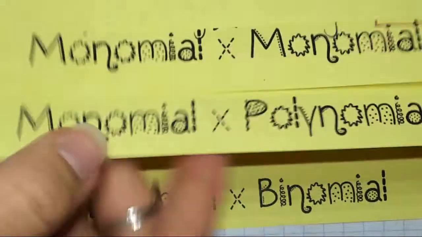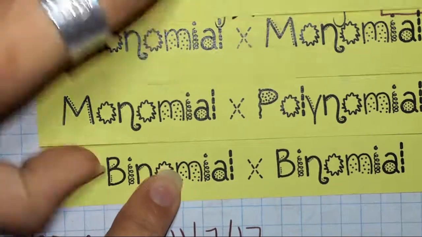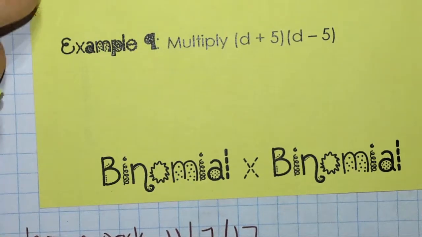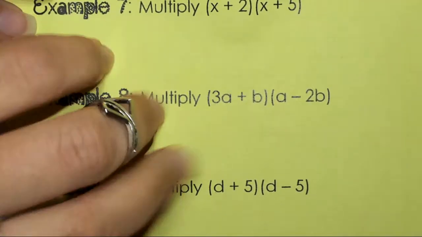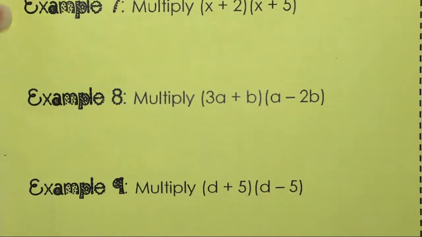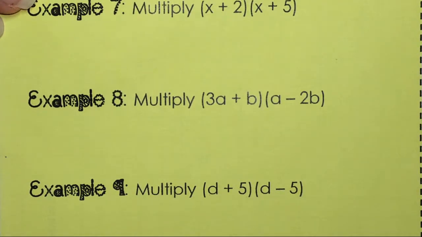Alright, so it's on this page. It's on binomial times a binomial, and it's example 789. You have it in your notebook, baby.